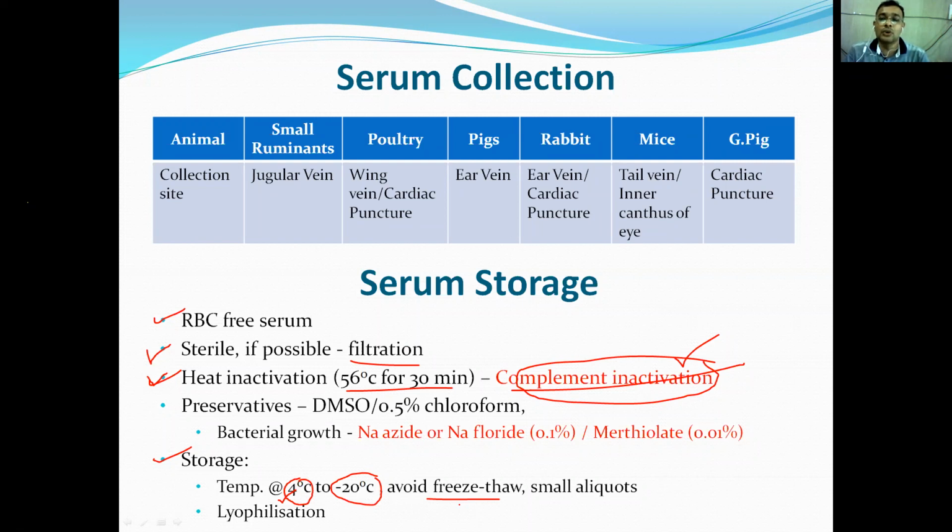Okay. So you have to avoid repeated freeze-thaw, and to avoid it, you can store the serum in smaller aliquots with a smaller volume. You have to divide your serum into smaller aliquots, and you can store them at the lower temperature. Whenever required, you can take out one aliquot, use it, and throw it away. So that will avoid repeated freeze-thaw and contamination, and it will help to preserve your serum for a longer duration.